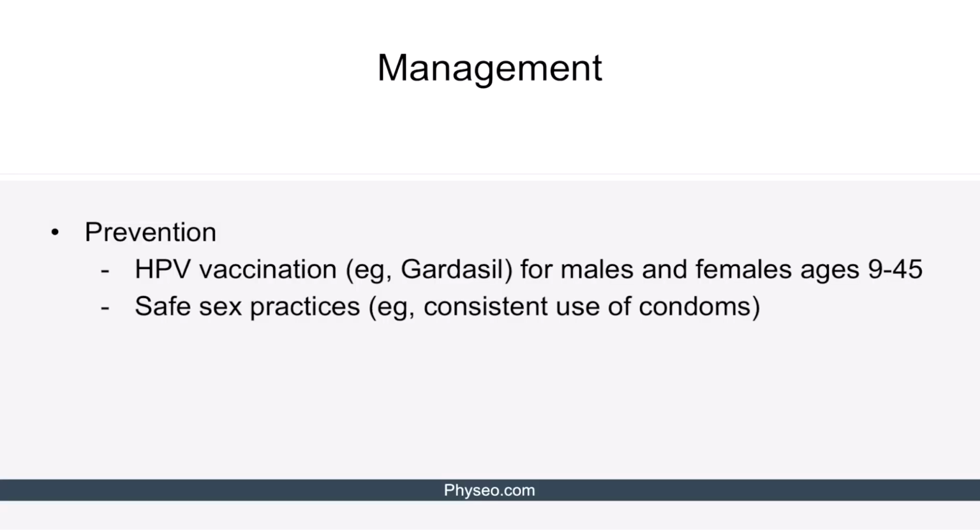Now that we've covered the key features of diagnosis of cervical neoplasia, let's discuss management, which always starts with strategies for prevention. Specifically, HPV vaccination, for example, using the vaccine called Gardasil, should be offered to all males and females age 9 through 45. Remember, high-risk HPV strains are the primary etiology of cervical cancer, which is why it is so important to be vaccinated against them. In addition to vaccination, it is also important to counsel patients on safe sex practices, such as consistent use of condoms in order to minimize the likelihood of contracting HPV.